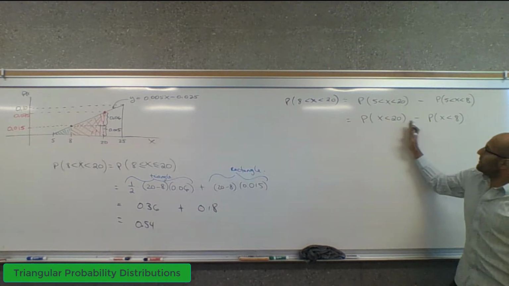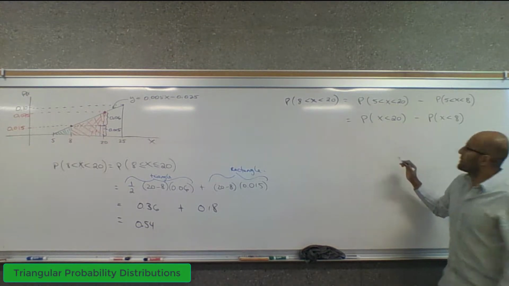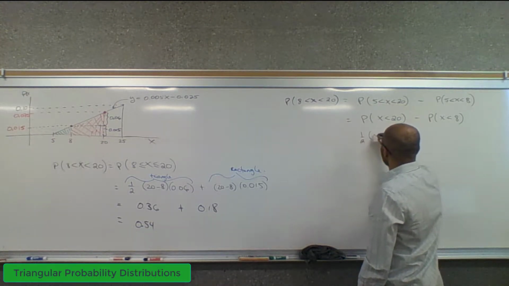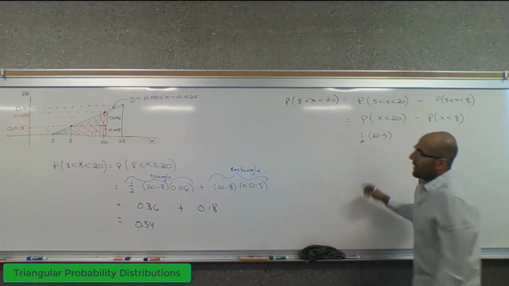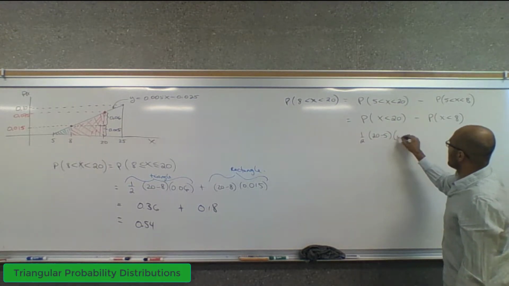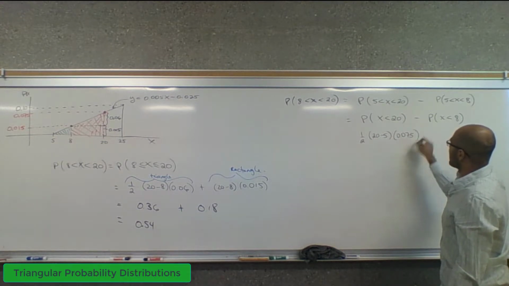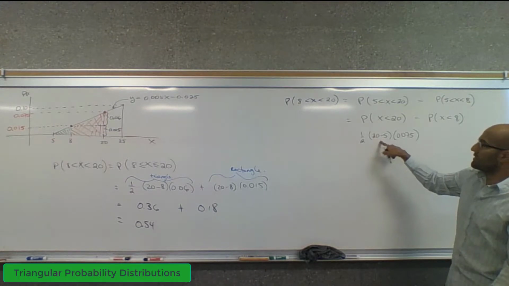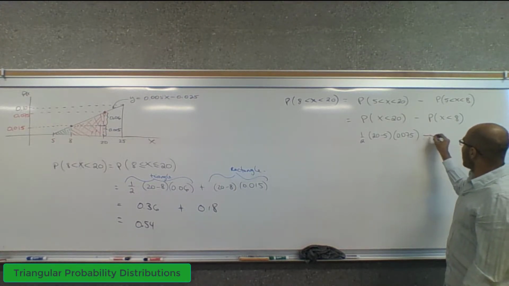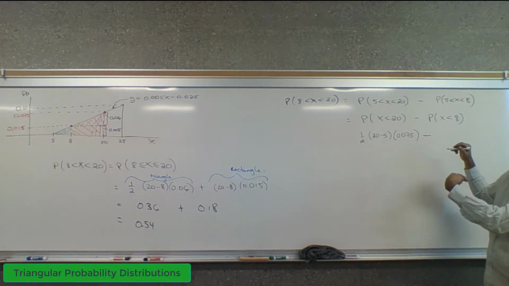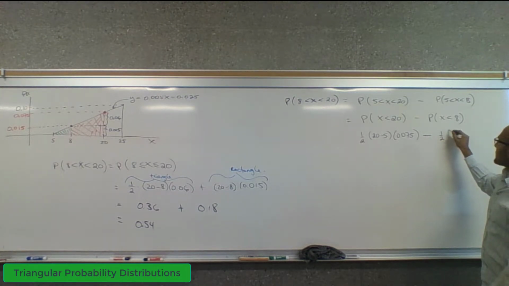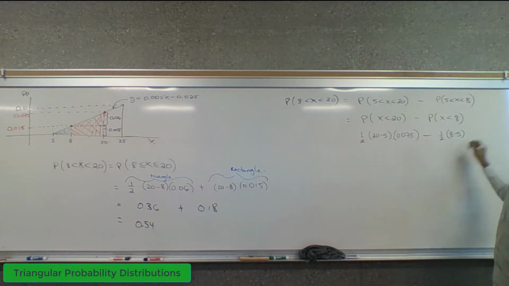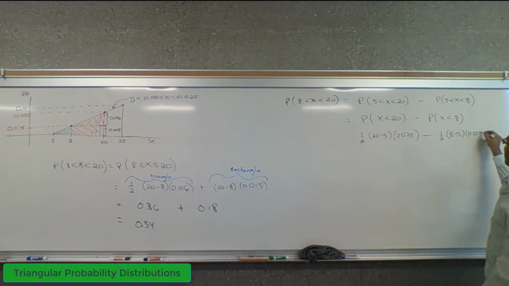So the probability, this is both the green and the red. This is going to be 1/2 times the base times the height. The base is going to be 20 minus 5 and the height is going to be 0.075. This is the big triangle, both green and red. 1/2 times its base times its height, minus the little baby triangle in the corner. That's going to be 1/2 times its base, which is 8 minus 5, times its height, which is 0.015.